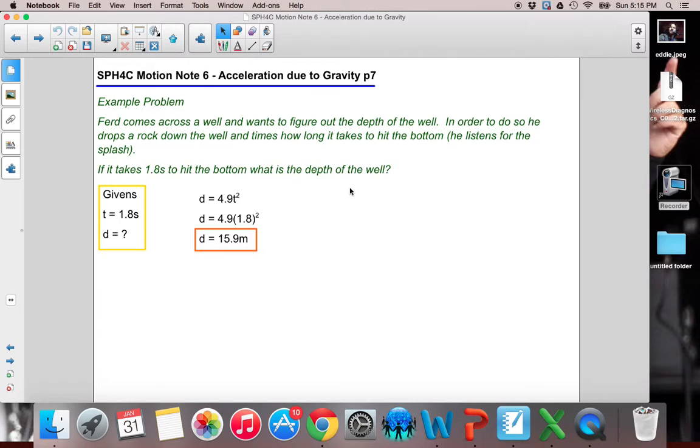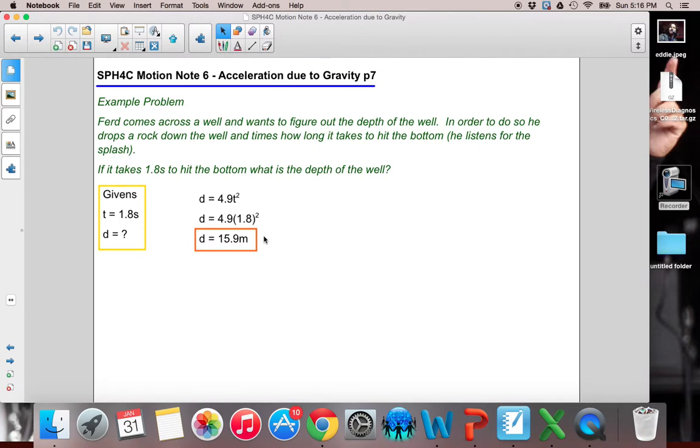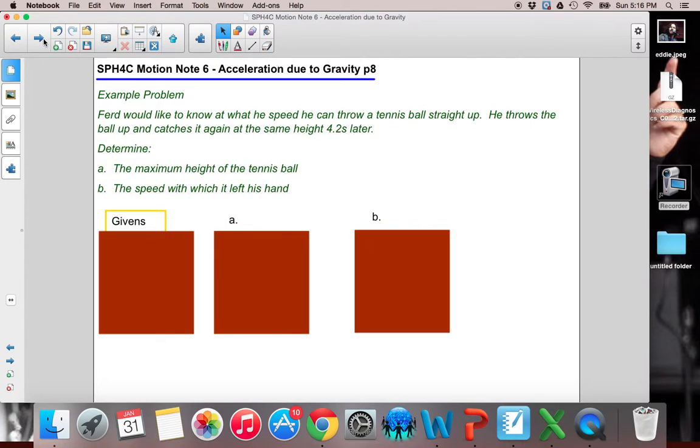So again, Ferd standing at the top of a well drops a pebble, hears the splash 1.8 seconds later, how deep is the well? So in this case, he's dropping something, right? So it's going to be this one. We know the time, we're looking for the distance. So you just use that formula. And 16 meters is a pretty good answer, I think. I'm going to check mark that. It's a reasonable depth, I think. It's not like 2,000 or something like that.